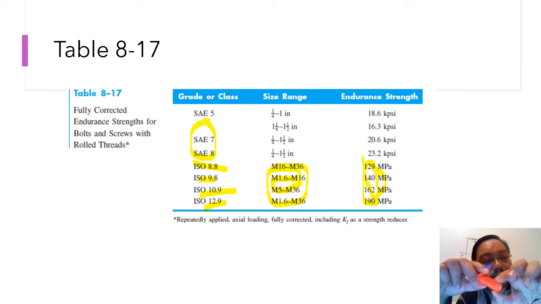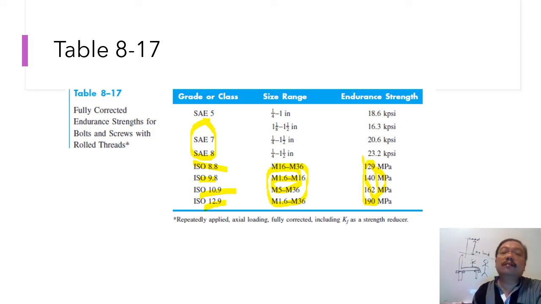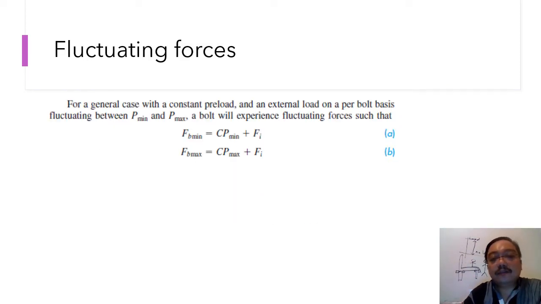M16 is size 16, and M36 is bigger, this is the diameter of the bolt itself. Okay, fluctuating force for the general case with custom preload and external load, on a per-load basis, fluctuating between load minimum and load maximum. The bolt will experience fluctuating force, such as this FB, fluctuating bolt.